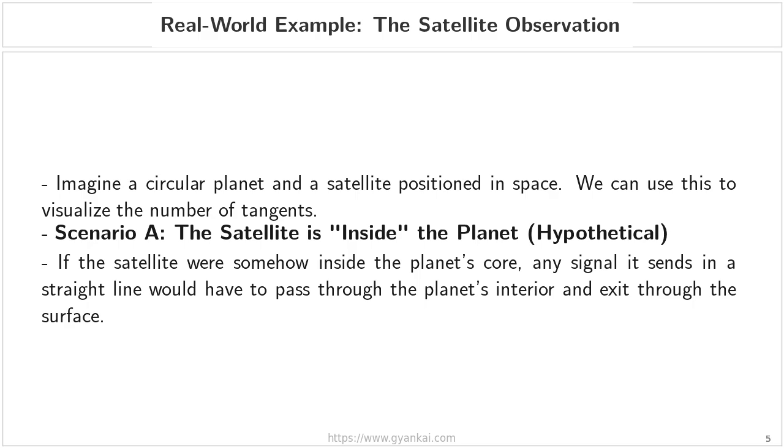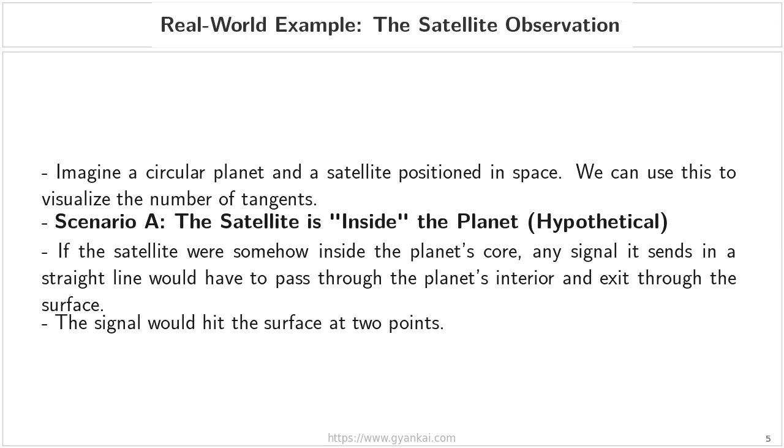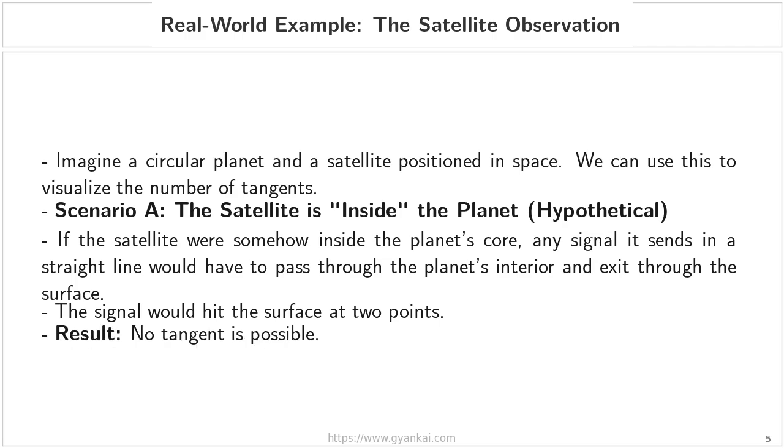Because the satellite is inside, any straight-line signal it transmits must travel through the planet's interior and eventually exit through the surface on the other side. This means the signal path will necessarily hit the surface at 2 distinct points. As we discussed in our second slide, a line that intersects a circle at 2 points is a secant, not a tangent. Therefore, in this specific scenario, the result is that no tangent is possible.